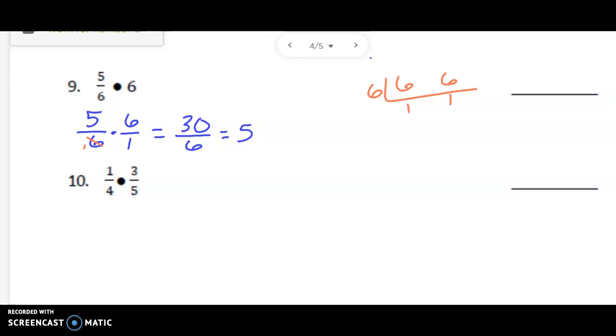So 6 divided by 6 was 1. 5 times 1 is 5. 1 times 1 is 1. So 5 over 1 is 5. You'll get the same exact answer. So 5/6 times 6 is 5.